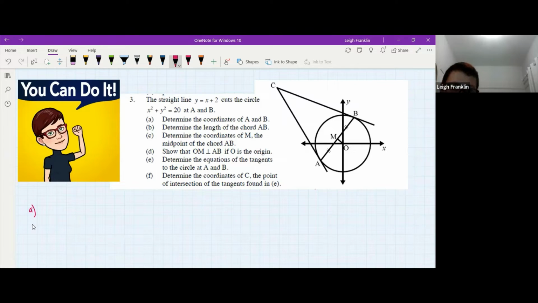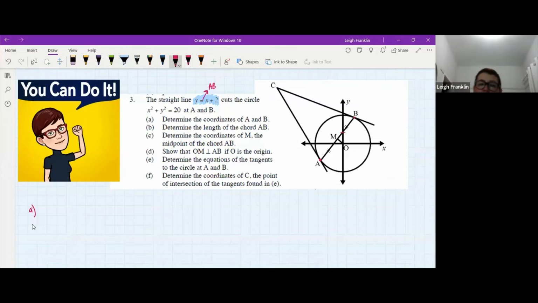The other question I want to ask you before we get started, in this diagram over here, which line is the line y equals x plus 2? What's its name in this diagram? Line AB. Line AB, absolutely. Okay, so that's line AB. It has a positive gradient and it cuts the y-axis over there at 2. So this line over here, AB, cuts the circle at A and again at B.